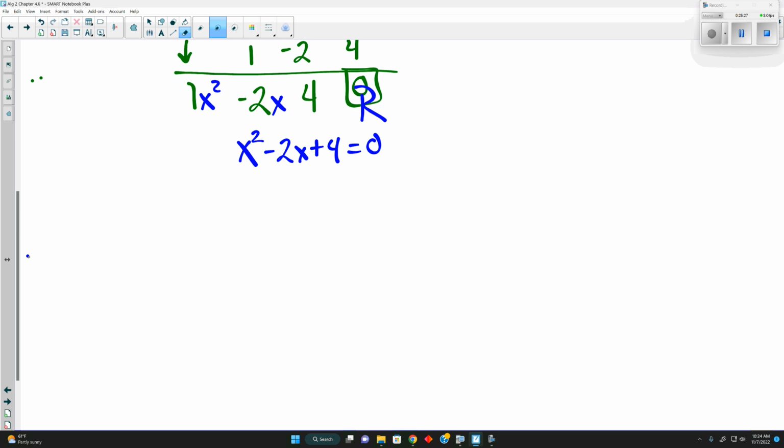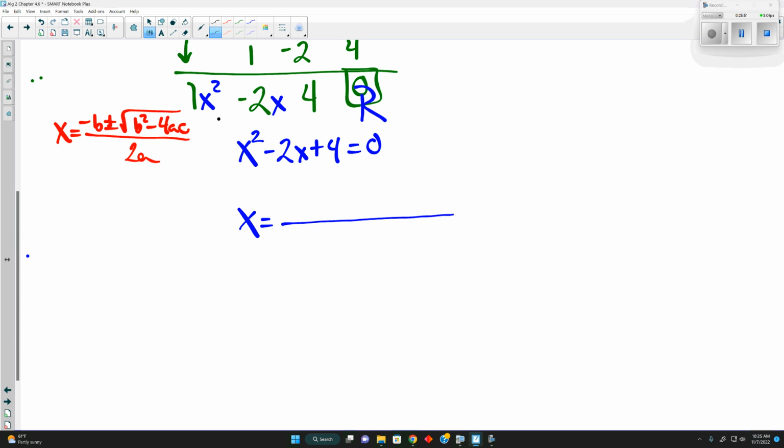Now we didn't see anywhere else that it did cross. So most likely these are going to be complex terms. But to solve this, we can use the quadratic formula. Negative b plus or minus the square root of b squared minus 4ac all over 2a.